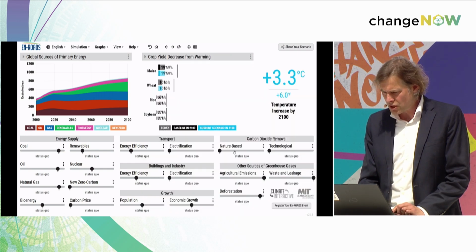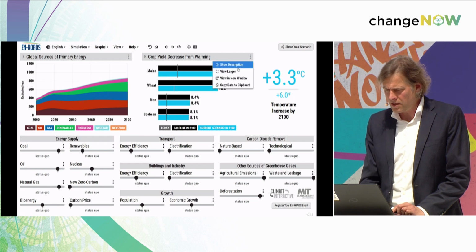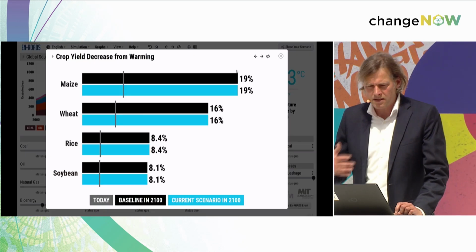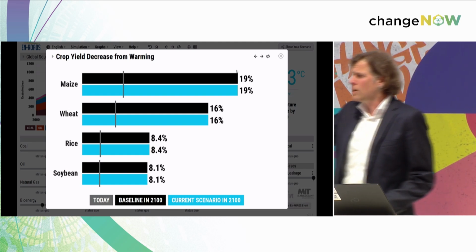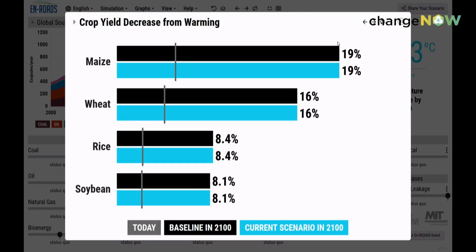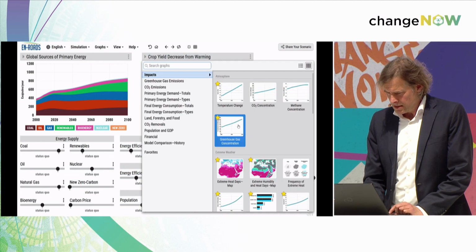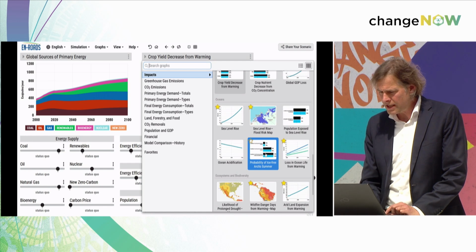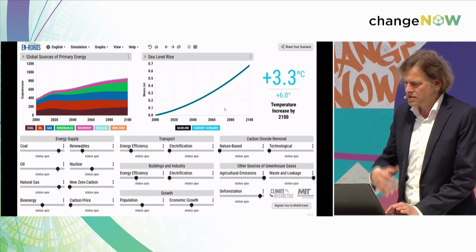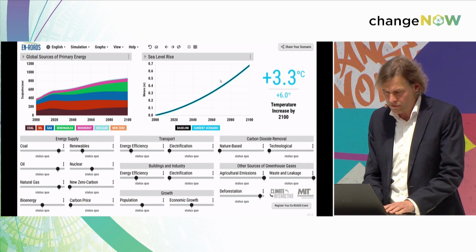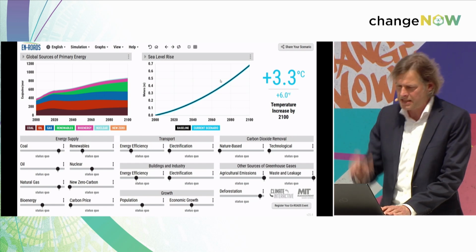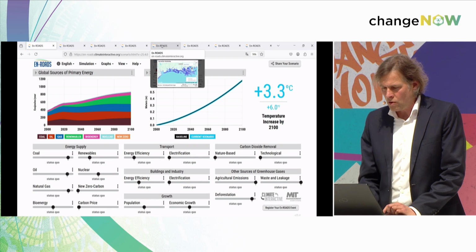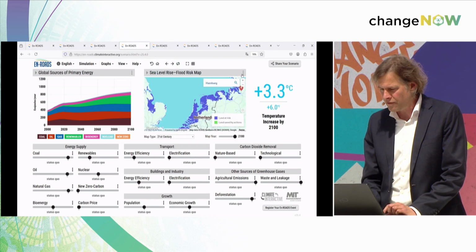coverage. We see that crop yield is going down. So here we are seeing the 4 most important grains: maize, wheat, and rice. And we will have less of these in a warming world, while we have 2 billion more people on the planet. So this is going to be difficult. We can look at sea level rise. 70 centimeters more of sea level rise until the year 2100, and you see that the sea level rise is accelerating.